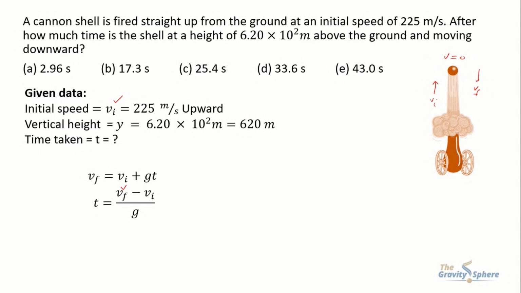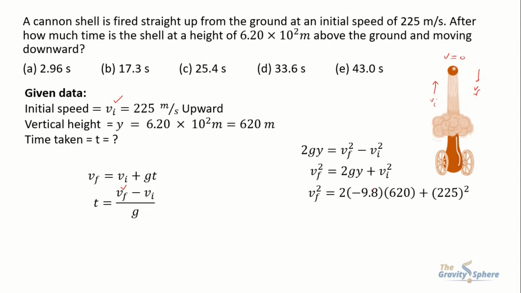To determine the value of Vf, we have the formula 2Gy equals Vf squared minus Vi squared. This becomes Vf squared equals 2Gy plus Vi squared. By putting the values, we get Vf squared equals 2 times G, which is minus 9.8 because its direction is downward, times Y, which is 620 meters, plus Vi squared, where Vi is 225 meters per second. On solving this, we get Vf squared equals 38473, and by taking the square root, we get Vf equals 196.1 meters per second in the downward direction.